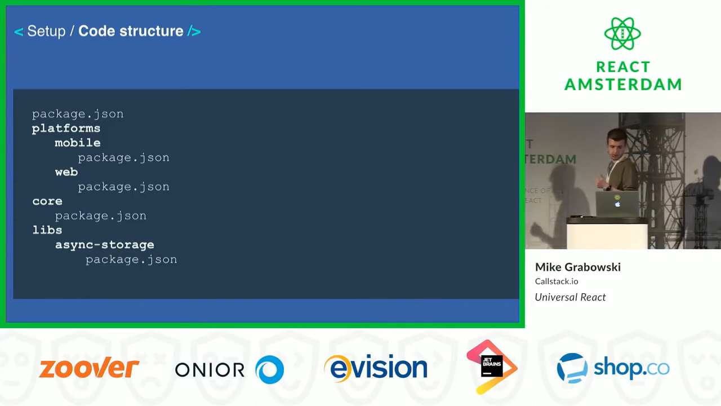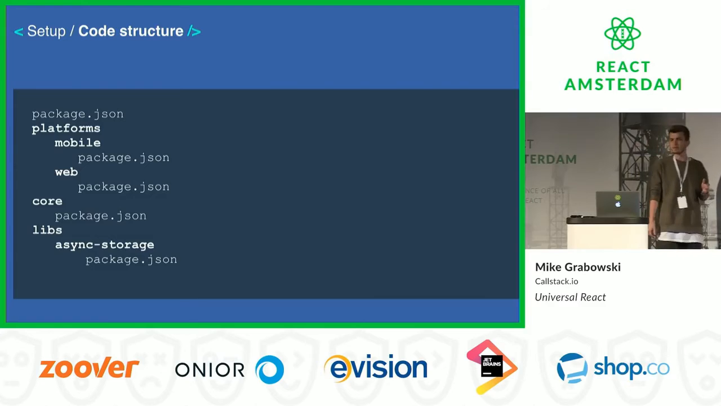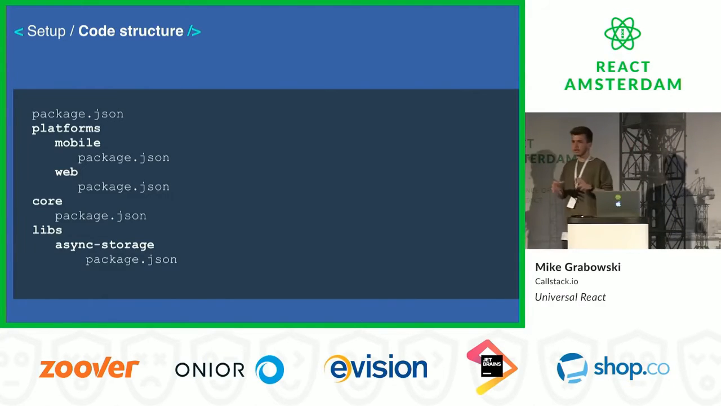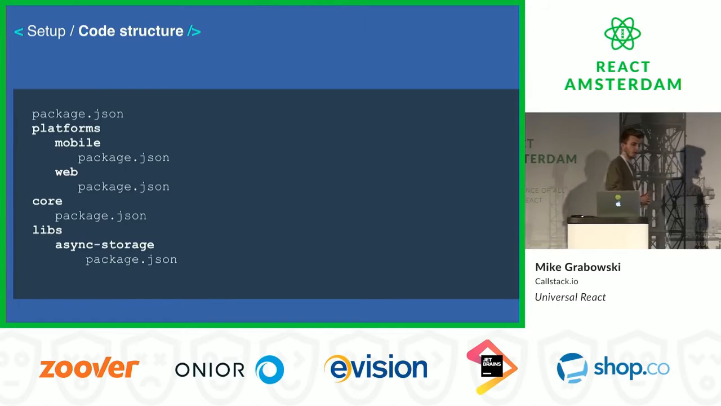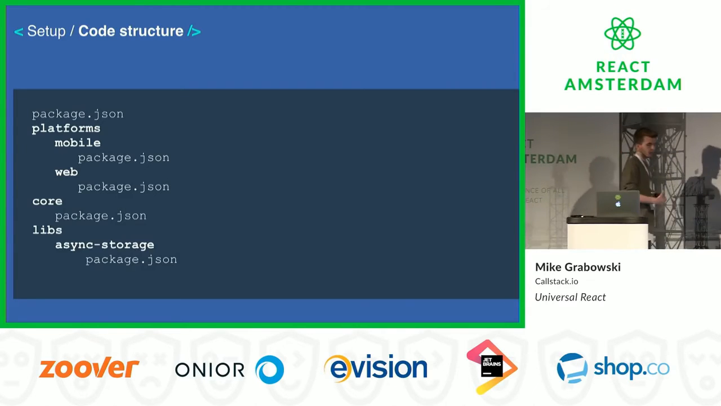And you can see the example structure on the slide that has 3 main folders. One of them is platforms. And the platforms folder groups all the targets that you support now and you are going to support in the future. And there is the libraries folder, where all the packages that you want to publish in the future are going to live. And the core, where the shared logic is going to be located.